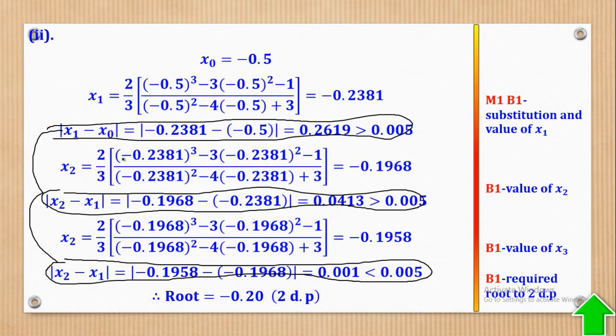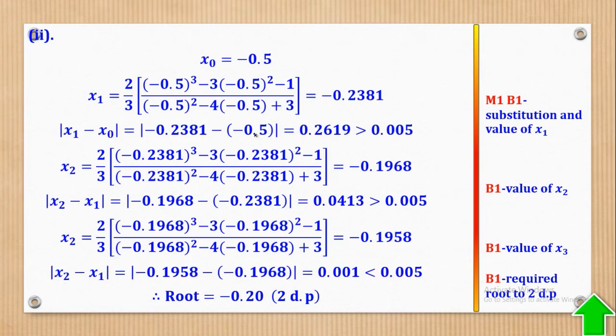Now the question is, if you don't show them in the working, how will you know where to stop? That can be known by sight. For example, you compare two successive iterations, then round off to the required accuracy. If I round off this to two decimal places, it will be negative 0.50, and this one to be negative 0.24. Now if they are the same, you stop. If they are not the same, you don't stop. Now because this is negative 0.50 and this is negative 0.24, it means that they are not the same, so you have to proceed.